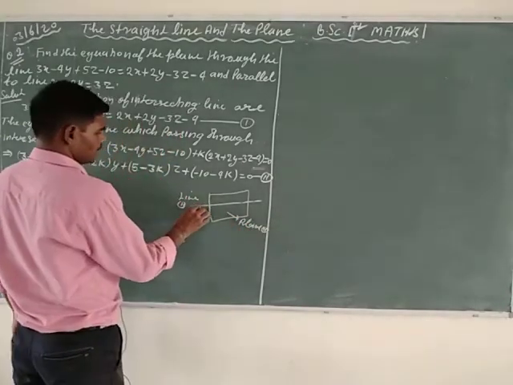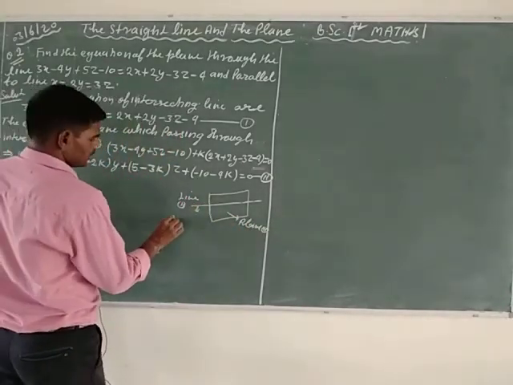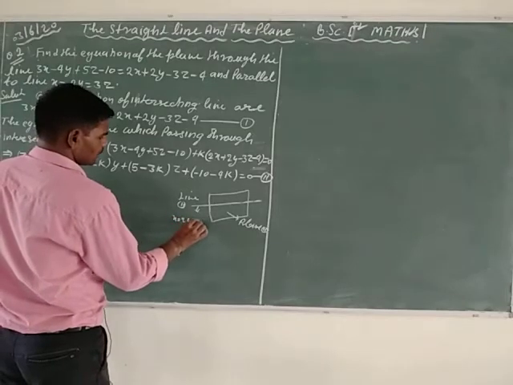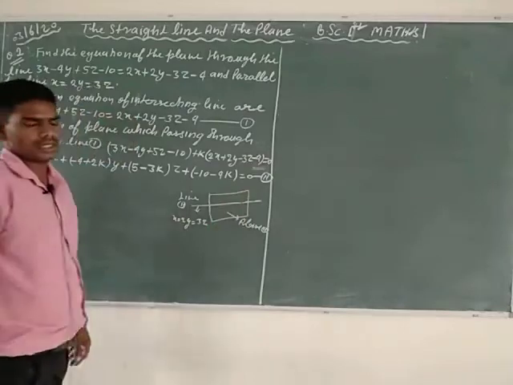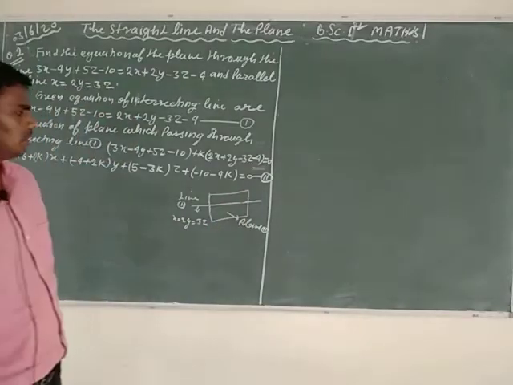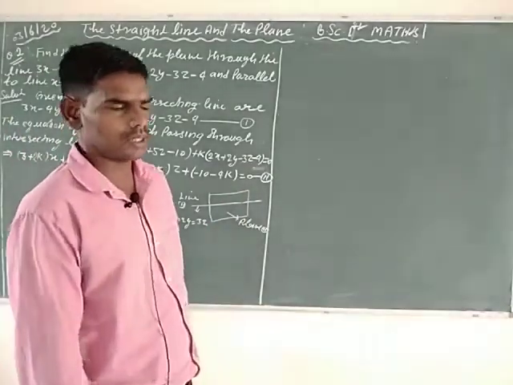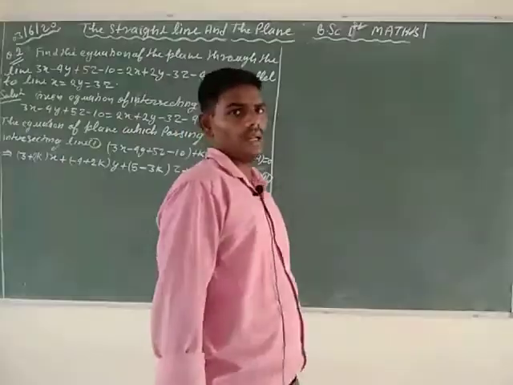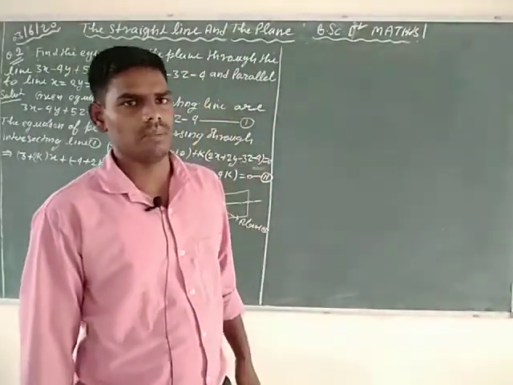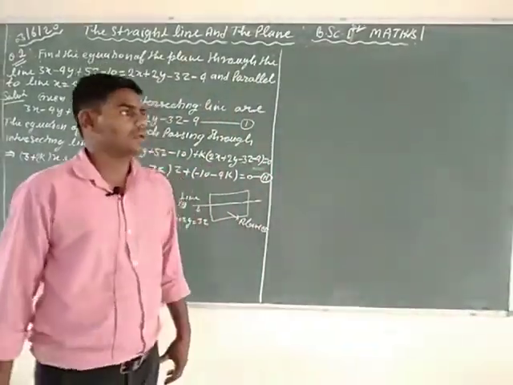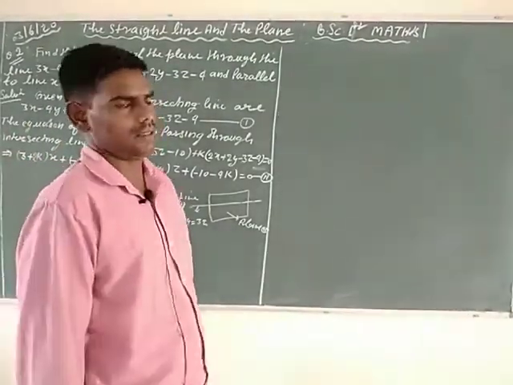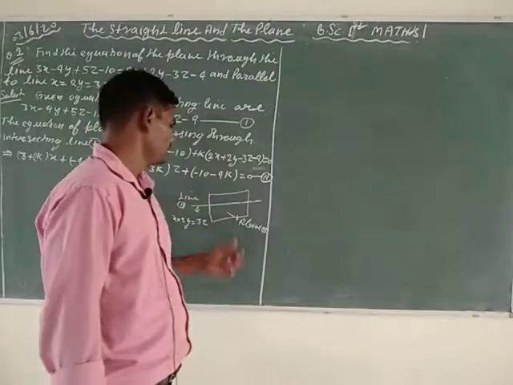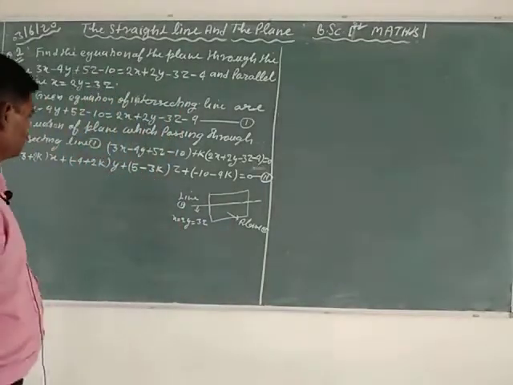This is the line whose equation is given, x is equal to 2y is equal to 3z, and this is the plane, represented in equation second. You know that in three-dimensional space, if any line is parallel to the given plane, then the normal to the plane must be perpendicular to the given line. Use this property here and find the value of k.